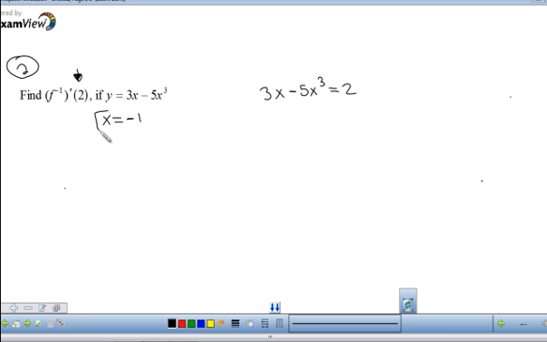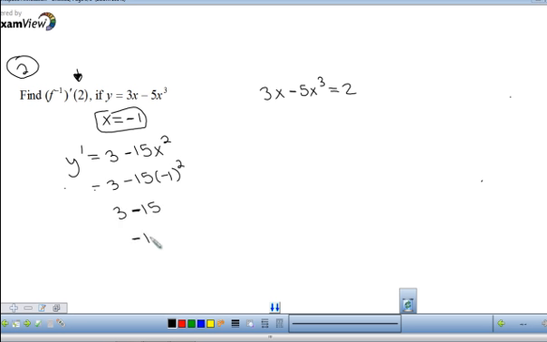So since I have my x value, I'm going to go ahead and find the derivative and substitute x. So we're going to have 3 minus 15 or negative 12. Okay, so that is the derivative when x is negative 1. So the derivative of the inverse at the y value is going to be the reciprocal. So negative 1 over 12.